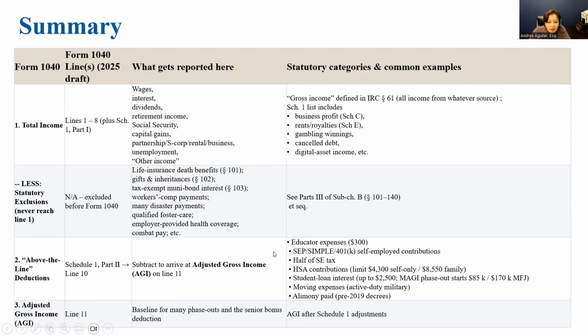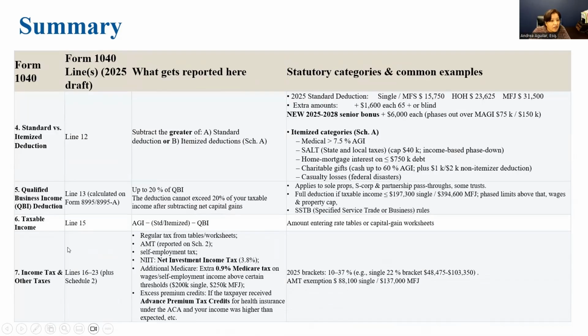Okay, and after you apply these deductions, you know that you end up with your adjusted gross income. So great. Now you kind of are remembering what's going on. And after we find out what our AGI is, we apply the standard deduction or an itemized deduction. And just as a refresher, the standard deduction depends on your filing status.